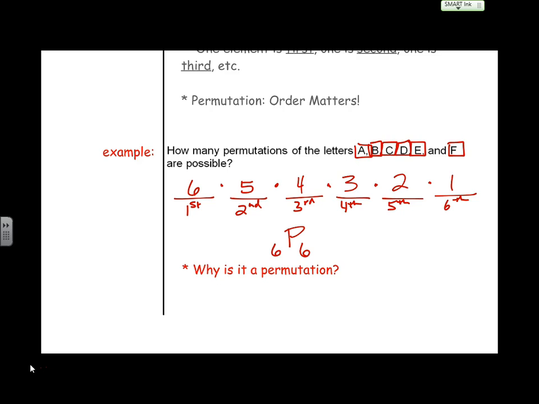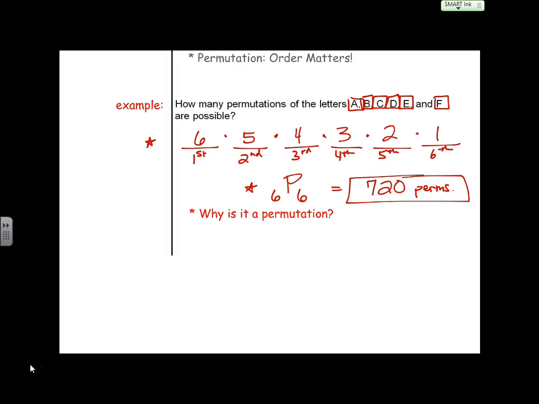Guys, either way, whether you do the fundamental counting principle or whether you use the formula, is anybody trying it in their calculator to double check we're right? We get 720. So whether you do 6 factorial using the fundamental counting principle, or whether you do 6p6, you get the exact same answer. So there is a little bit of overlap between the fundamental counting principle and permutations.